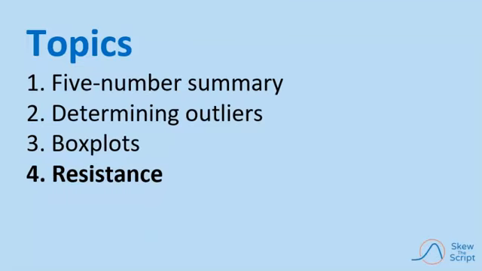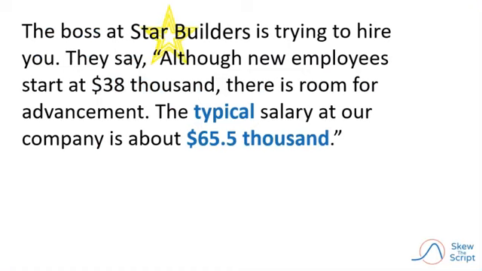Now, last idea here. Let's talk about resistance. Let's return to the statement we mentioned at the beginning of the lesson. The boss at Star Builders Marketing, whose salaries we've been analyzing throughout this lesson, is trying to hire you. And they said, although new employees start at a salary of $38,000, there is room for advancement. The typical salary at our company is $65.5 thousand.